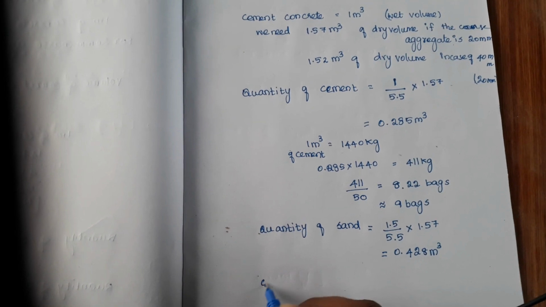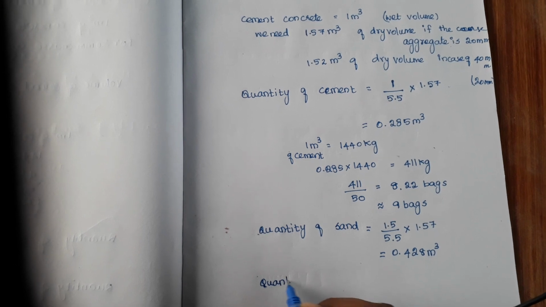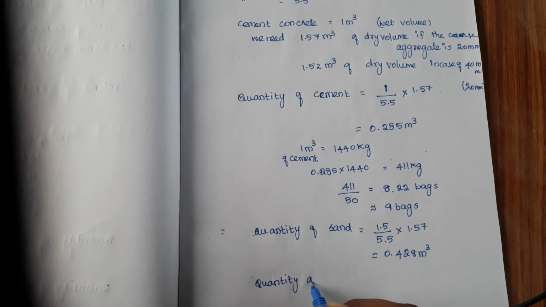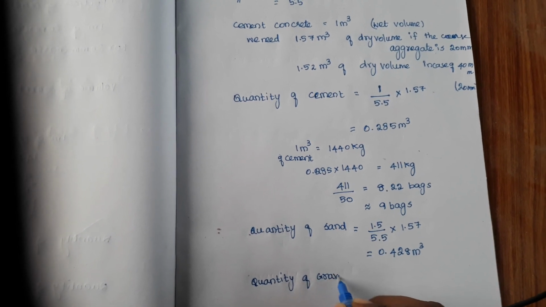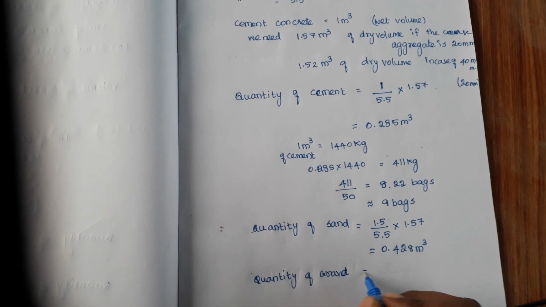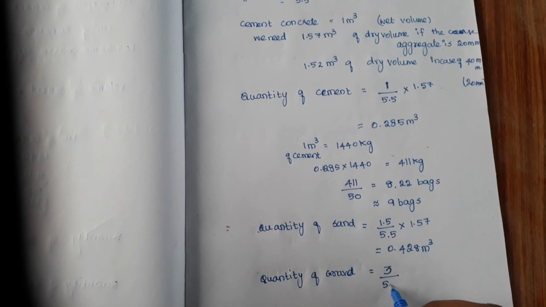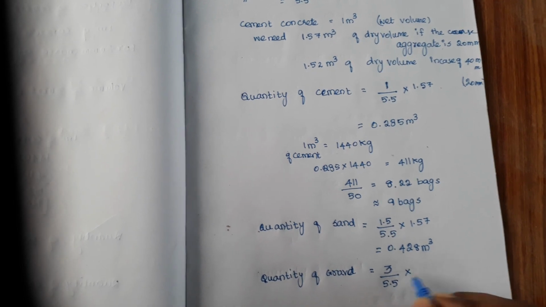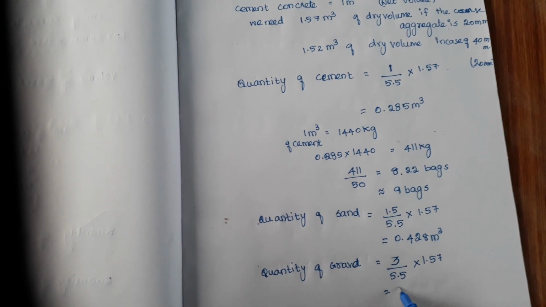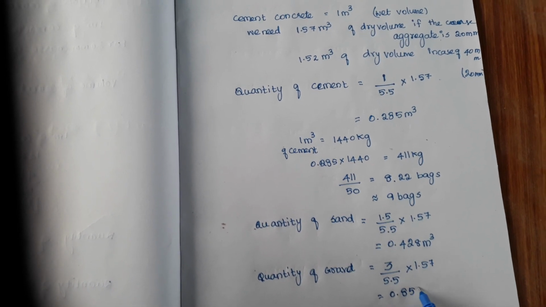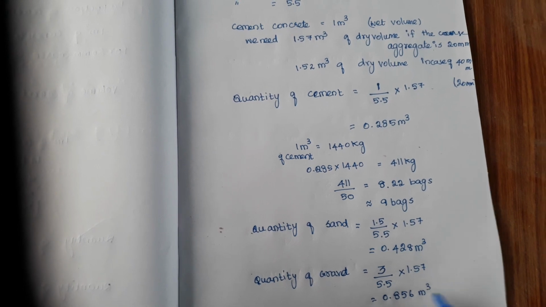Now quantity of gravel, that is coarse aggregate, 3 divided by 5.5 into 1.57. Here the value will be 0.856 meter cube.